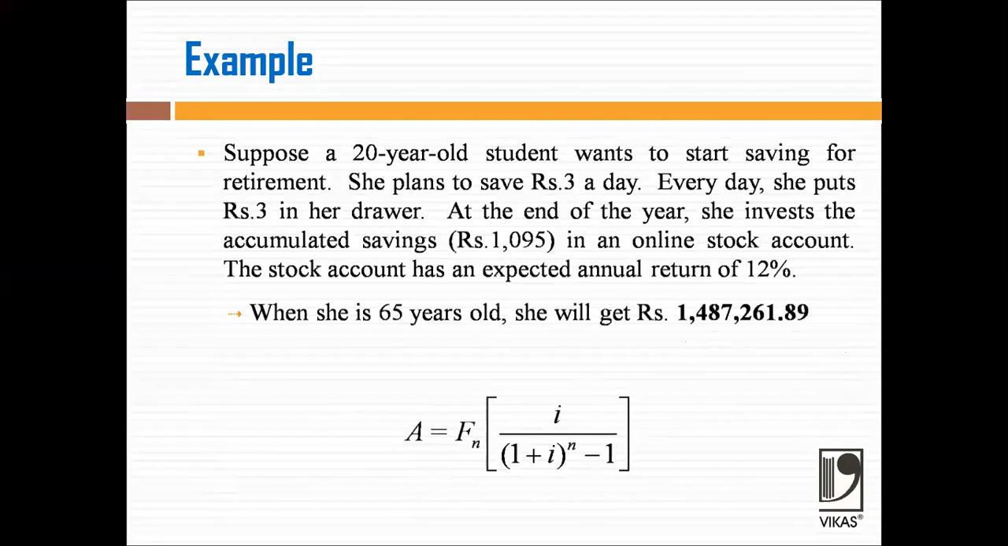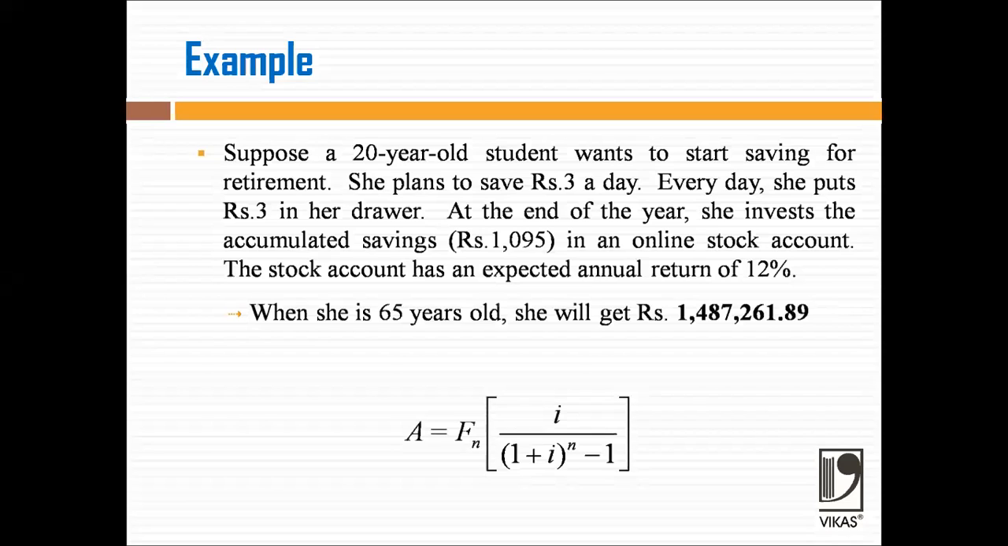Suppose a 20-year-old student. Madhusanga, what is your age now? 24, sir. At this age, I have got a permanent appointment job at 24. Now you are studying, still. Yes. So sad.